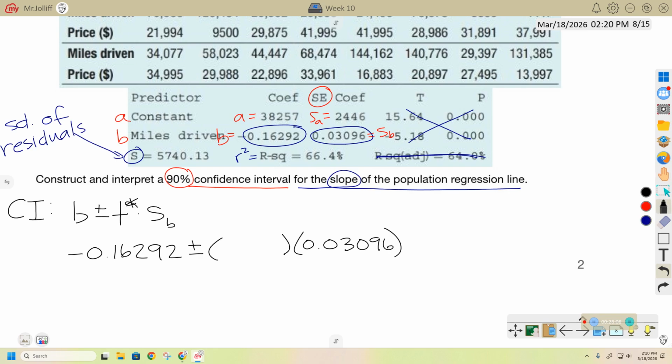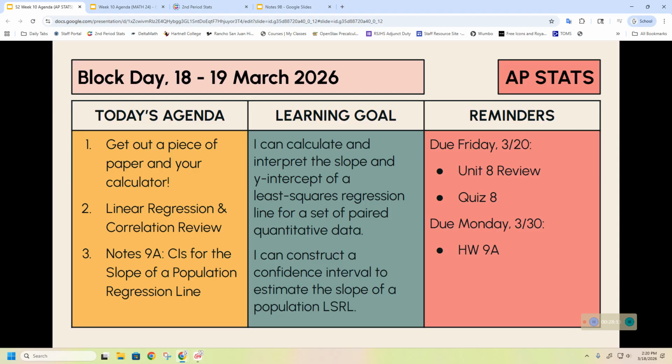To get my confidence, or not my confidence, sorry, my critical value, I need to look at the t-distribution.